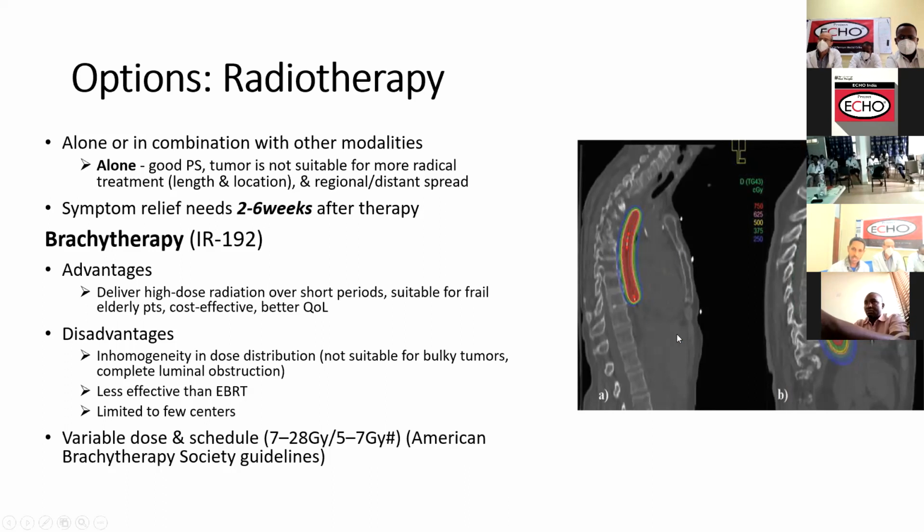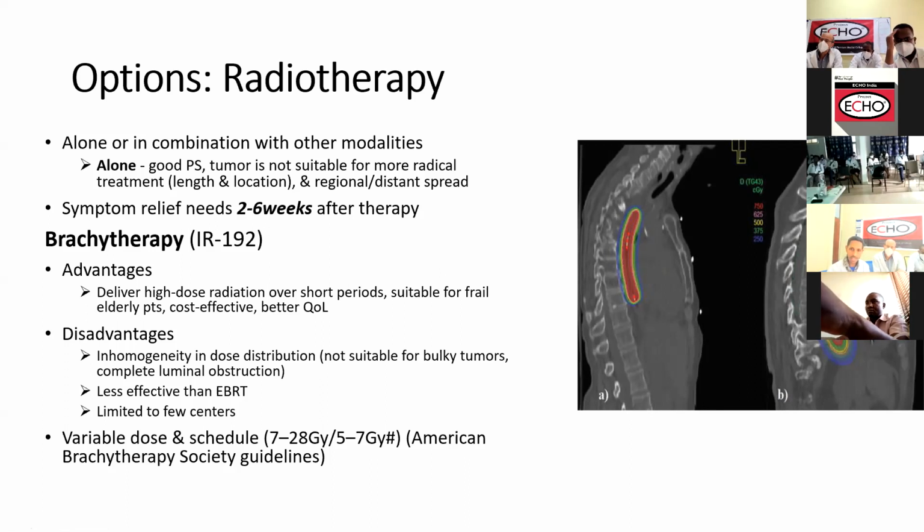So as you can see from the slide on the right side, when you insert the radiotherapy source like iridium-192, you are giving radiotherapy to a very specific site of the esophagus or around the tumor. The red areas that you are seeing on the slide are those areas that are getting a larger dose of radiotherapy.